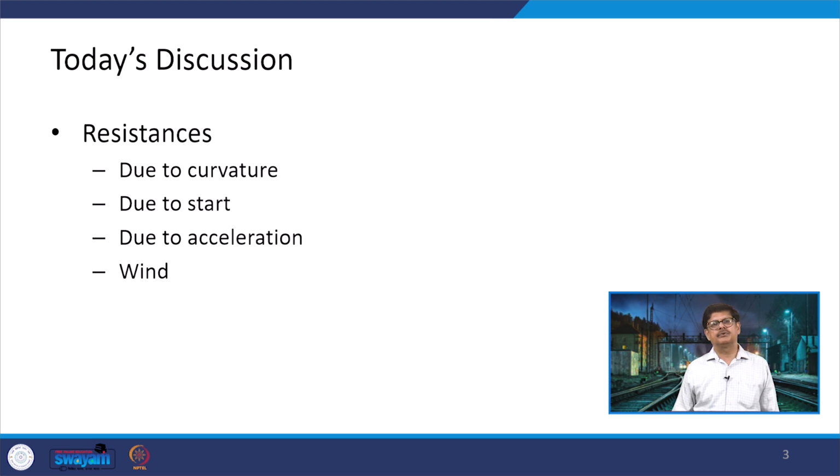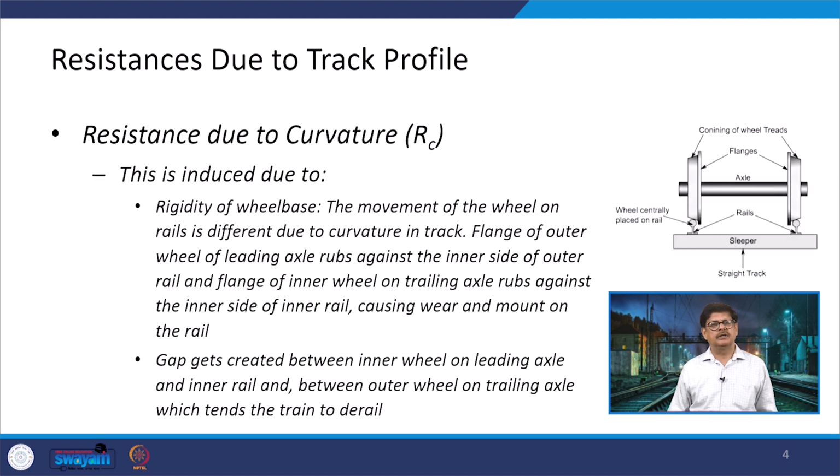Then we will be talking about the resistance due to the start of the train or due to acceleration. And then finally, we will be taking the effect of wind as a part of our resistances which are offered to the movement of a locomotive or a train. So, let us start with the resistance due to curvature.